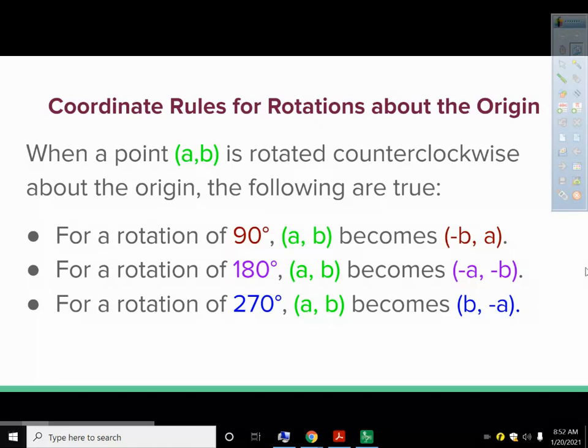All right. Before I go on to doing an actual example, what questions do you have for me so far? We're not going to do 360? 360, you go back into your original position. Okay. So 360 would just be AB.